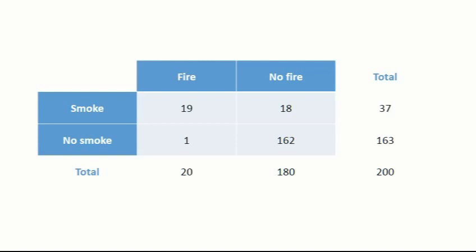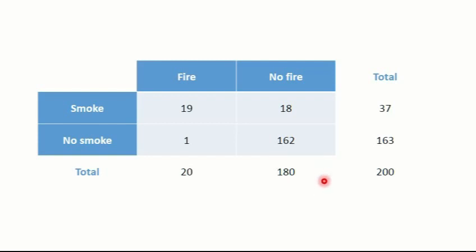Let's look at these numbers in relative terms. First of all, there was a fire 20 times out of 200 times. We call this the Bayes rate or prior probability, in this case 10%. Then, out of the 20 cases of fire, 19 times it was signaled by smoke. This is the true positive rate, 95%. And 1 time there was a fire with no smoke. This is the dreaded false negative rate, 5% in our case.